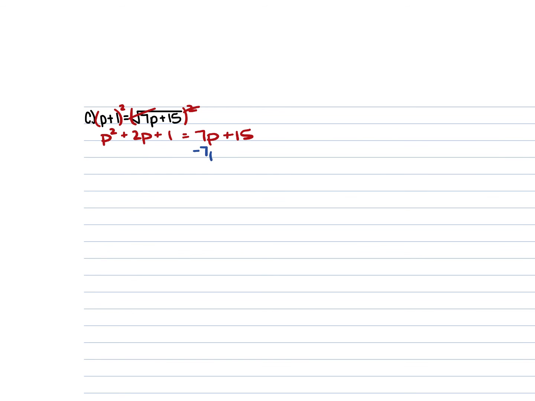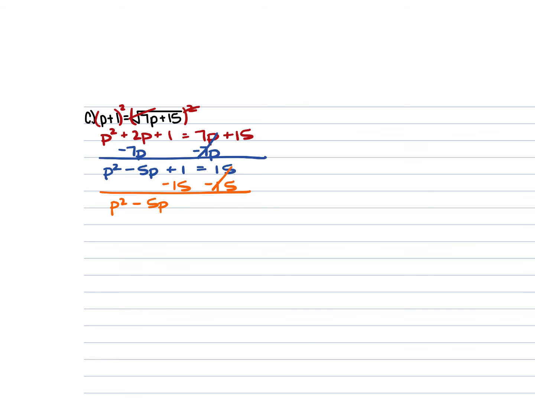From here, move your 7p to the other side by subtracting it from each side. We get p squared minus 5p plus 1 is equal to 15. Next, we'll subtract the 15 from each side. And you get p squared minus 5p minus 14 is equal to 0. Find your factors of negative 14 that add up to be negative 5. You have 2 and negative 7. So this factors out to be p plus 2 times p minus 7 is equal to 0.